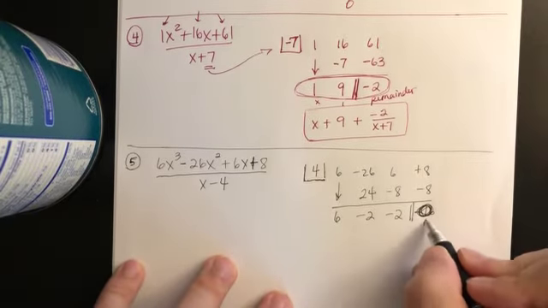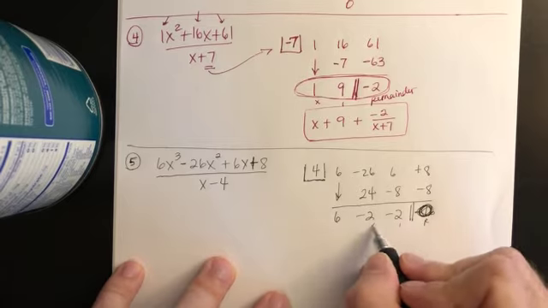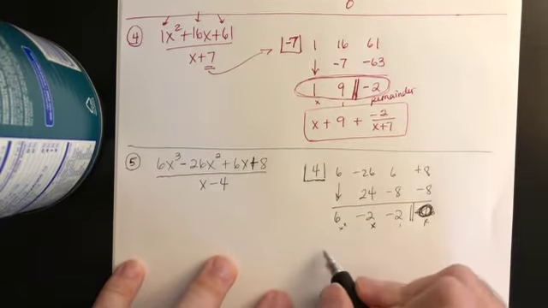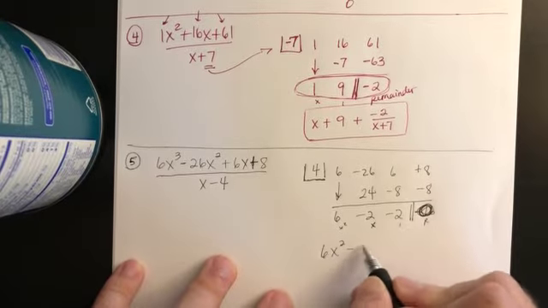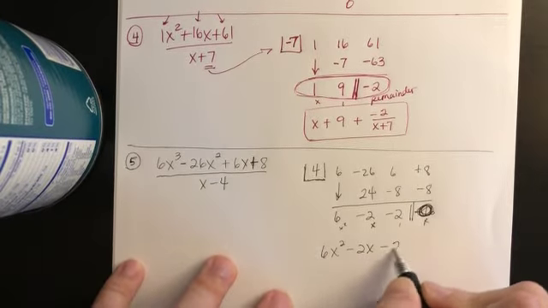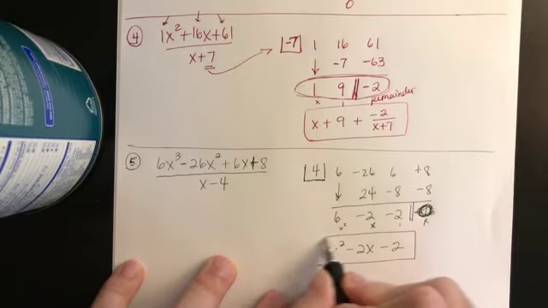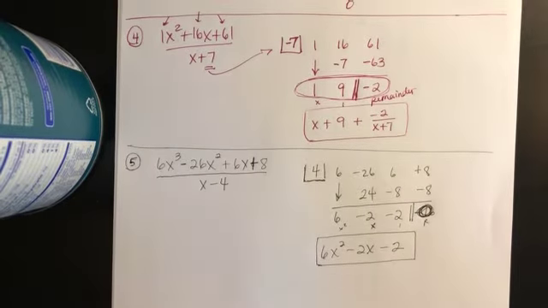Anyway, so this is the remainder. Remainder of 0 means I don't have to write a fraction. That's the number, that's the x, and this is the x squared. So I would write 6x squared minus 2x minus 2 as my answer. Gotta check.